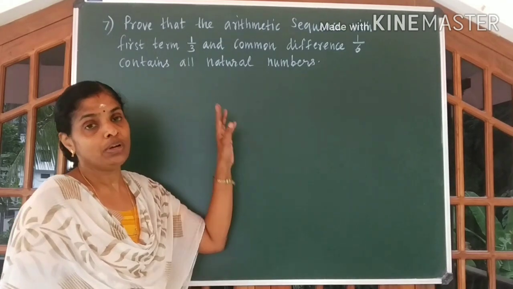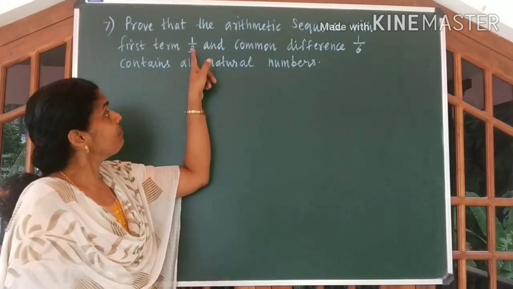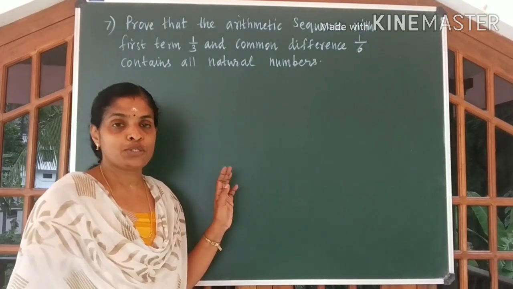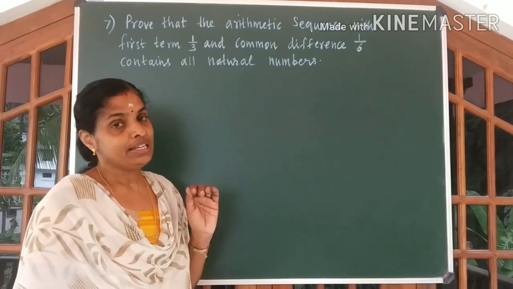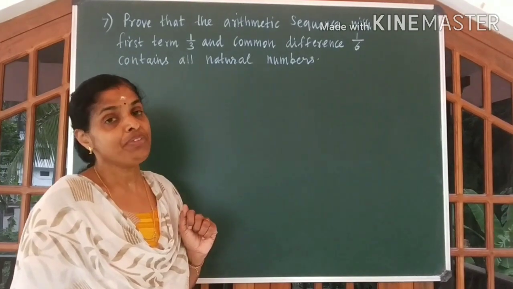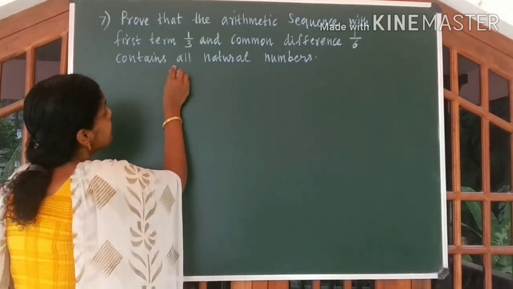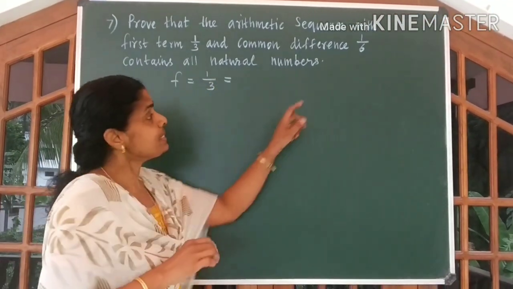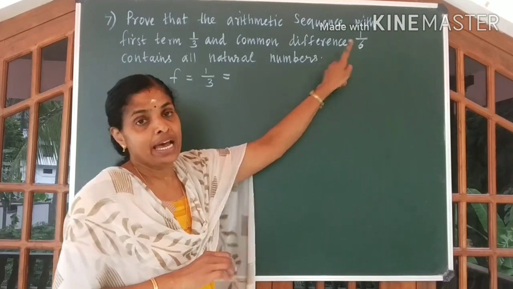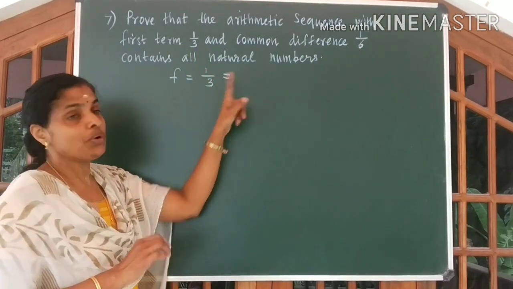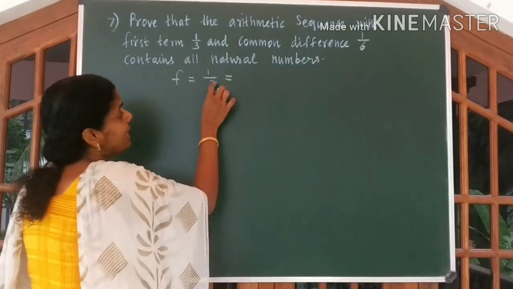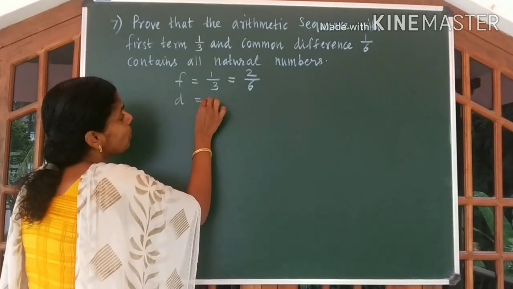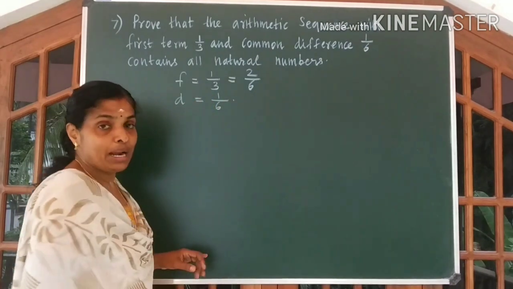We have to prove the arithmetic sequence with first term 1 by 3 and common difference 1 by 6 contains all natural numbers. Okay, see how I am going to do the problem. First of all, we can write f is equal to 1 by 3. But since the denominator is 6, I am writing the first term also with denominator 6. So 1 by 3 is same as 2 by 6. We are given common difference is equal to 1 by 6.